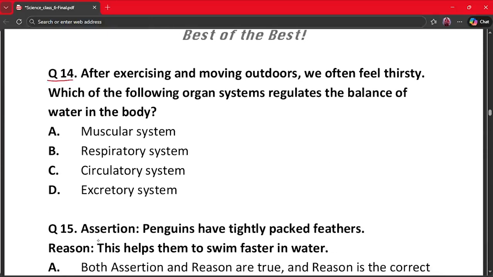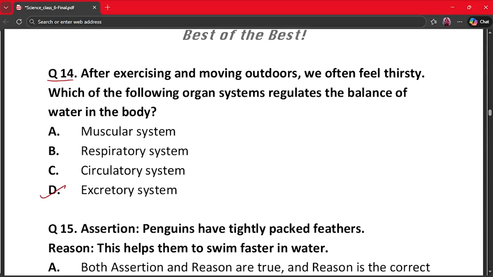After exercising and moving outdoors, we often feel thirsty. Which of the following organ systems regulates the balance of water in the body? A. Muscular system, B. Respiratory system, C. Circulatory system, and D. Excretory system. The correct answer is option D.